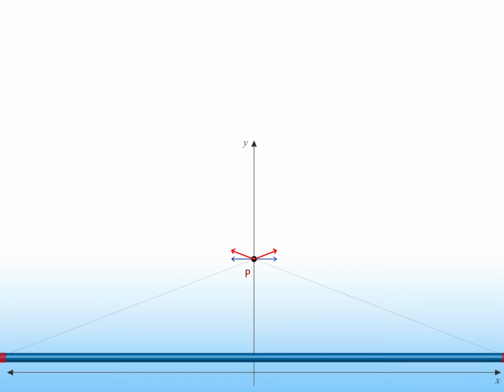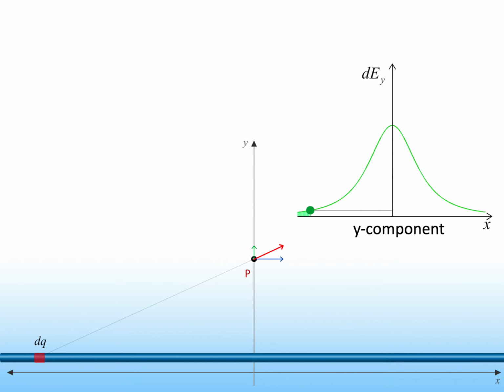We will now focus on the y component of the E field at P as we integrate from minus infinity to plus infinity. We see that all segments of the line now produce E fields at P with positive y components. The plot of dE sub y as a function of x is a sharp peak, centered at x equals 0, as shown.